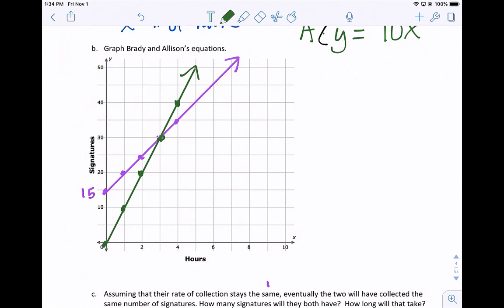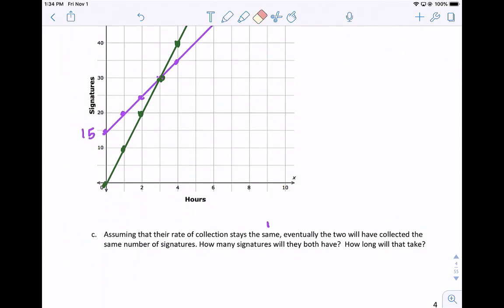Okay, so here's a graph that has Brady and Allison's equations. Assuming that the rate of collection stays the same, eventually the two will have collected the same number of signatures. How many signatures will they both have, and how long will that take?